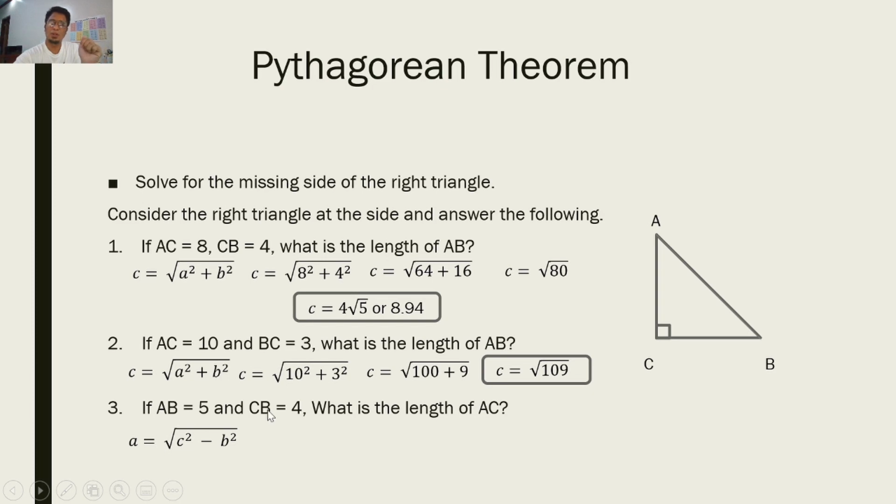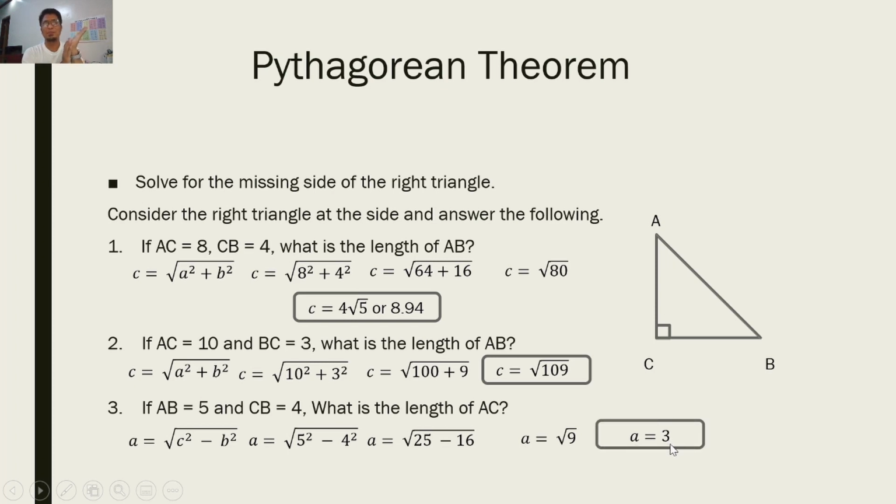A is equal to the square root of the difference of the square of C and square of B. Substituting the values, we have here now the square root of 5 squared minus 4 squared. And this will lead us to a is equal to the square root of 25 minus 16. Getting the difference between these two, we will be having a is equal to the square root of 9. And 9 is a perfect square. The value that we are looking for is 3. So sa number 3, ang nawawala po sa atin, which is AC, has a value of 3. So ganun lang po kasimple yung Pythagorean Theorem natin.